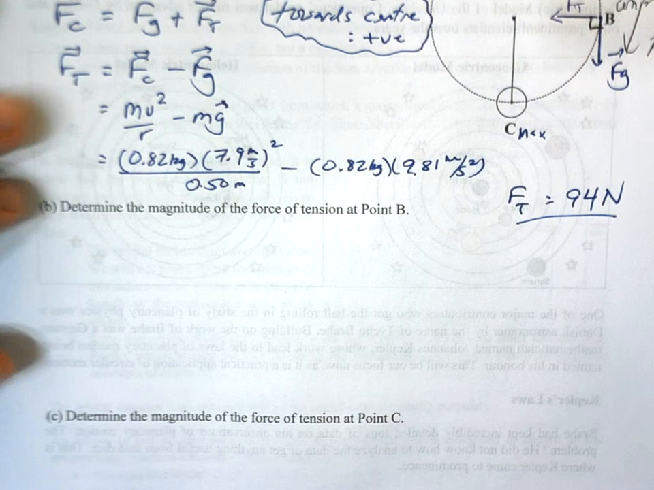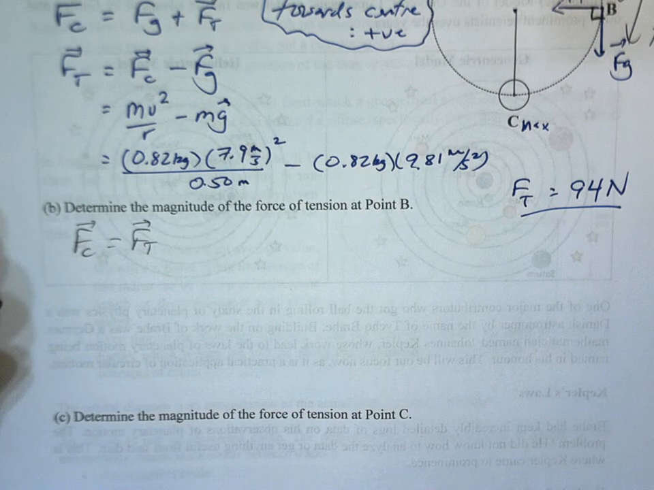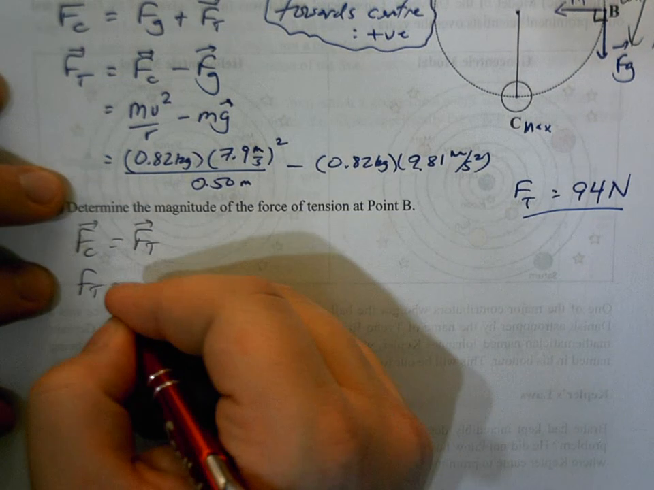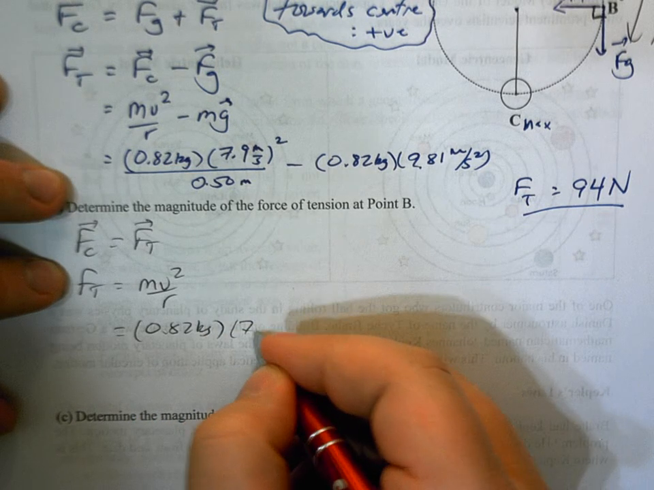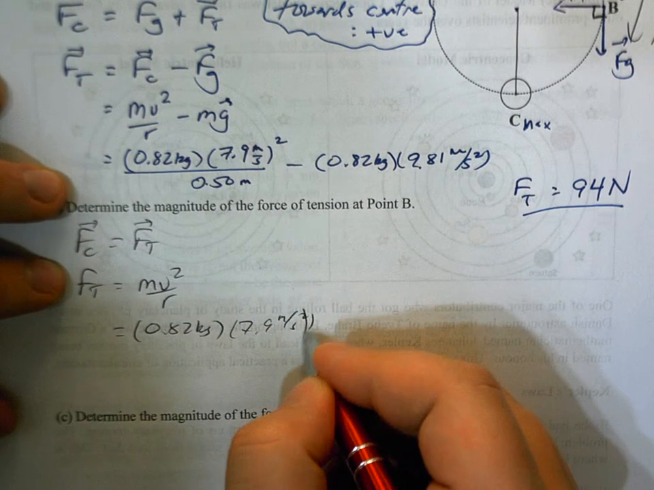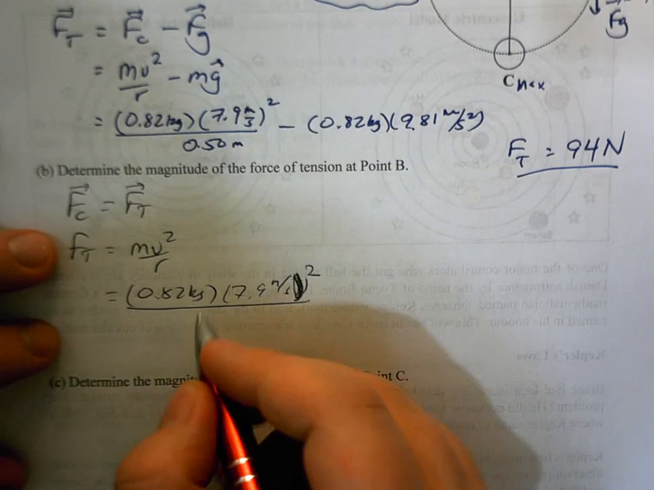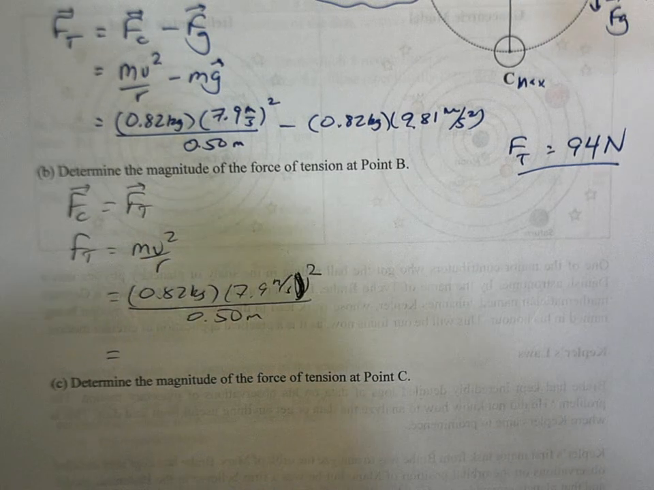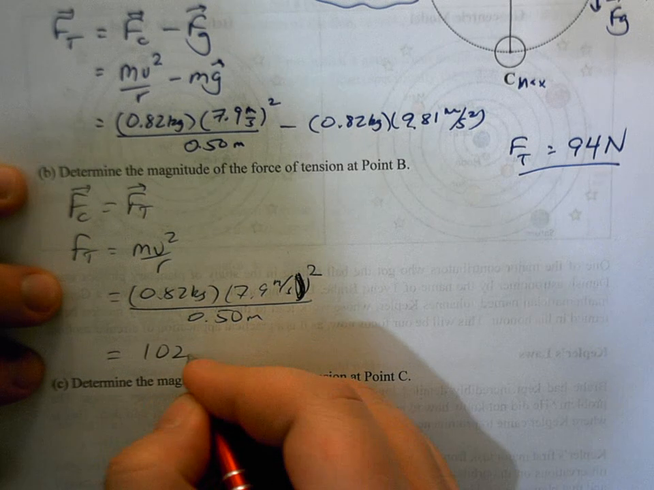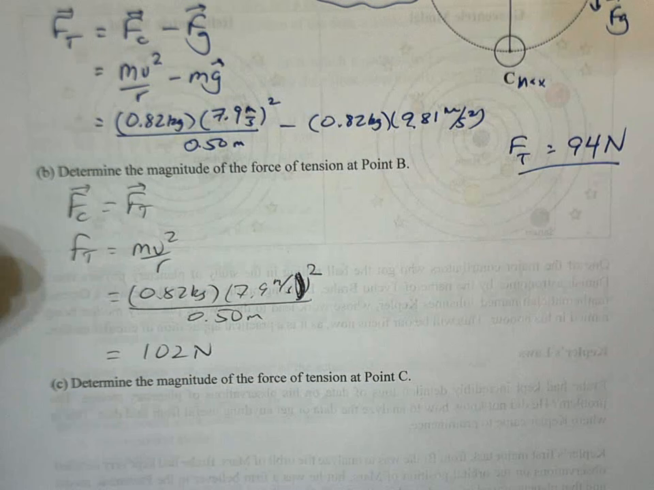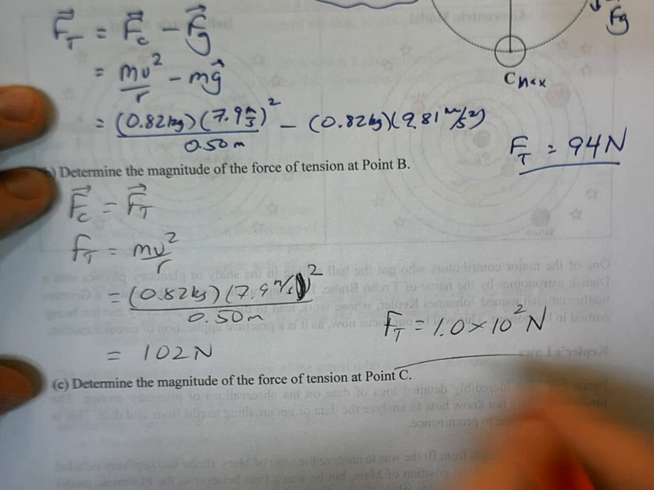So what that means for us is, at this point, the centripetal force is equal to the force of tension. To get the force of tension, we're just doing mv squared over r. So we have 0.82 kilos, 7.9 meters per second, all of that is going to get squared, and we'll divide that by 0.50. What we're going to get here is about 102 newtons. Now I have two significant digits everywhere, so I should probably write this as 1.0 times 10 squared newtons to respect sig digs.